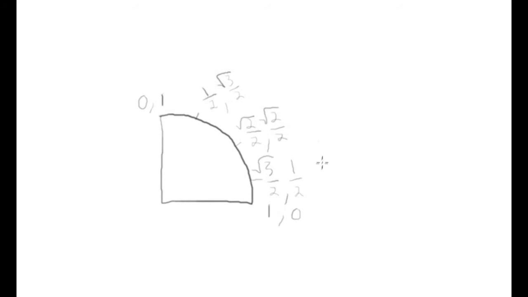Now we have to remember where the pi's go. So right here the angle would be pi over 6. This would be pi over 4. And this would be pi over 3. So this is 30 degrees, 45, and 60 degrees.